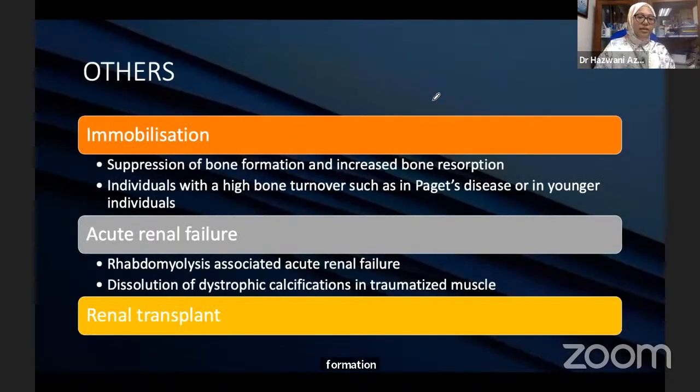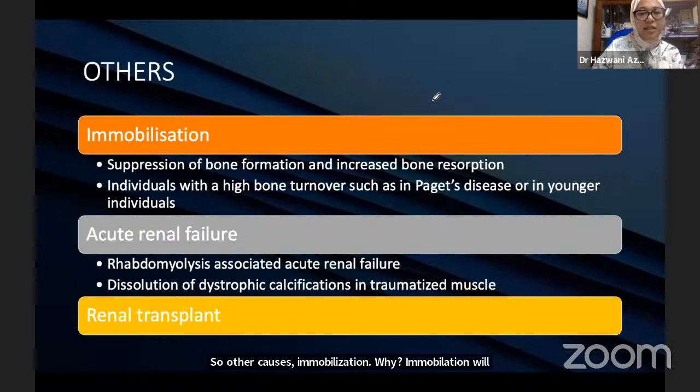So other causes, immobilization. Why? Immobilization will suppress bone formation and increase bone resorption. So in individuals with high bone turnover, for example, patients with Paget's disease, or in younger individuals, we see hypercalcemia more commonly as a complication of the immobilization.